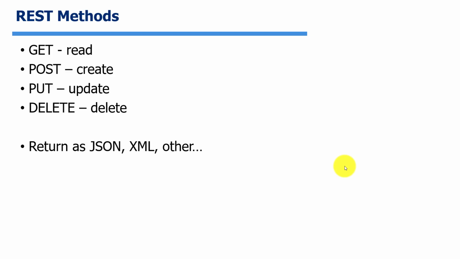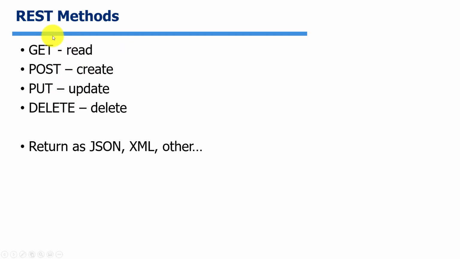Each of these four HTTP methods represents one of the CRUD operations. So get represents your read, post represents create, put represents your update, and delete obviously represents your delete. So by using just these methods, you're telling what type of operation you want to perform against the server.